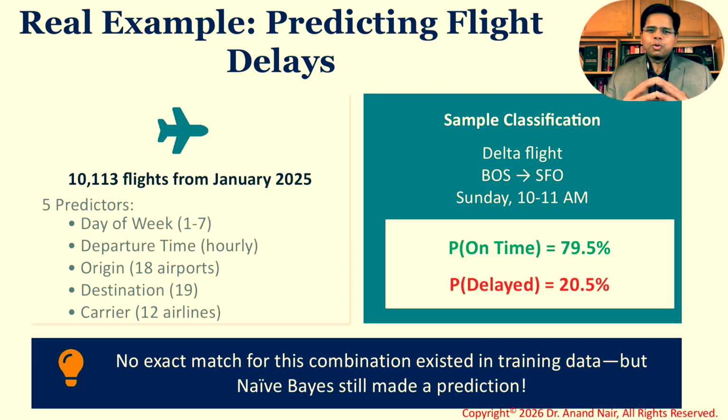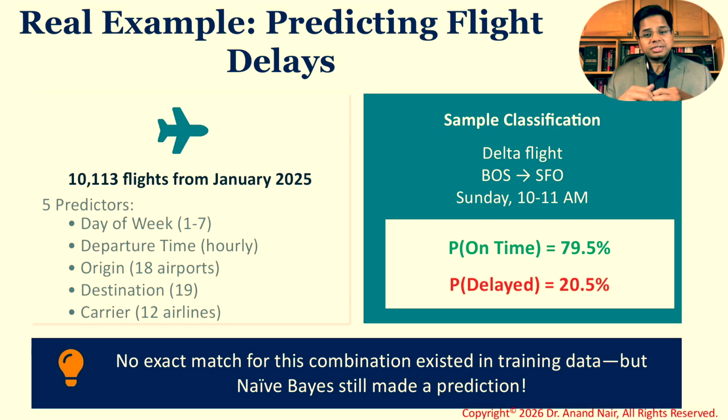Let's work through a real example using flight delay data. This is exactly the kind of problem where Naïve Bayes shines. We have over 10,000 flights from January 2025 with 5 predictors: day of week, scheduled departure time binned into hourly slots, origin airport, destination airport, and carrier. The outcome is binary, delayed more than 15 minutes or on time.